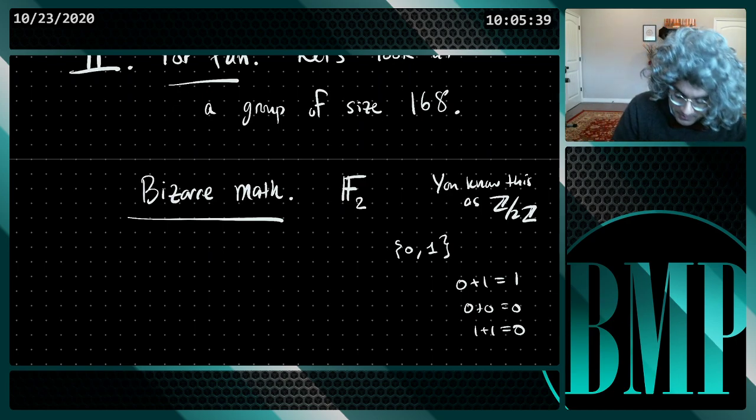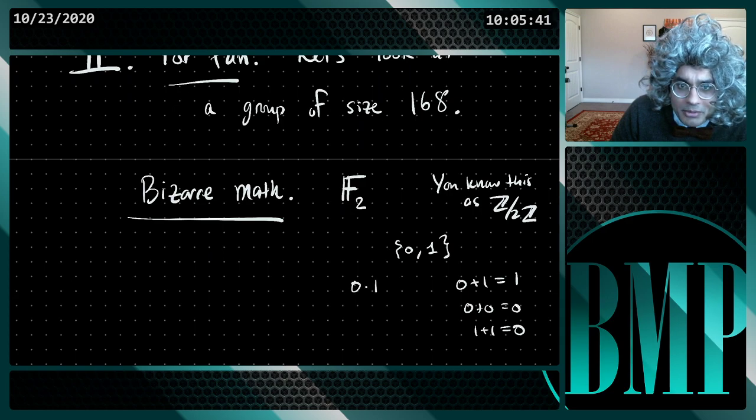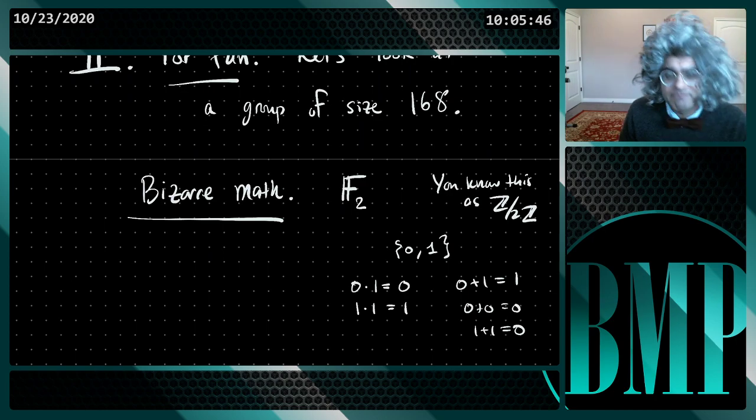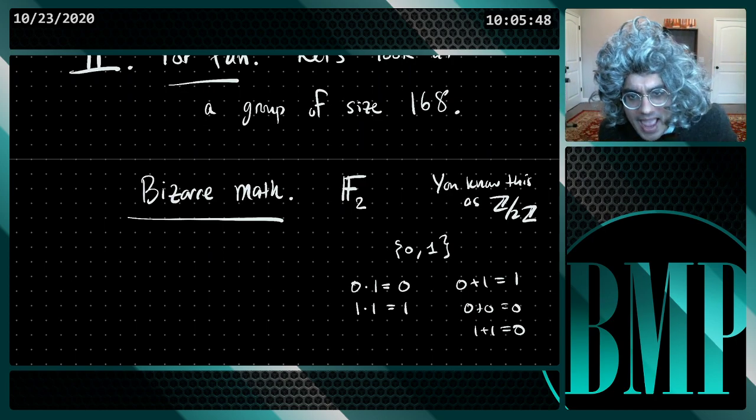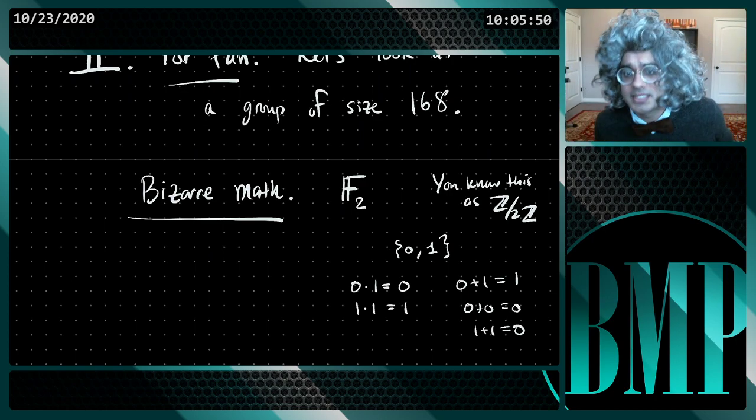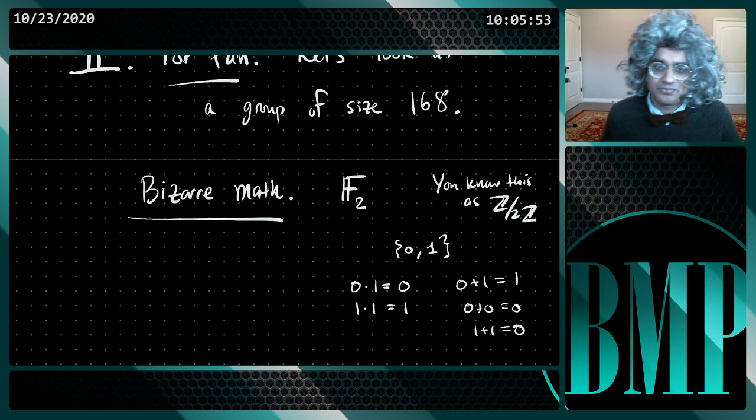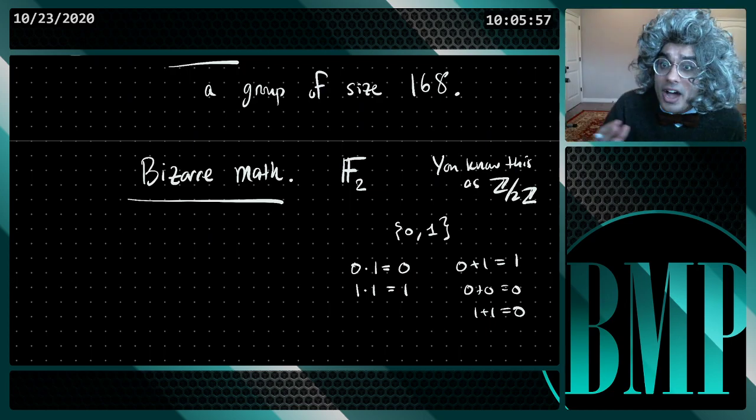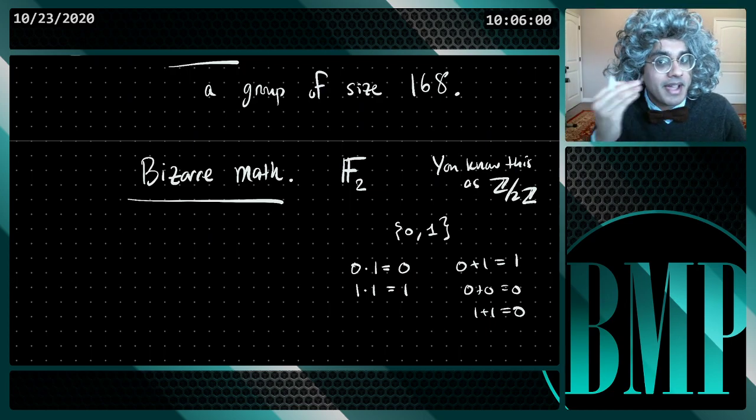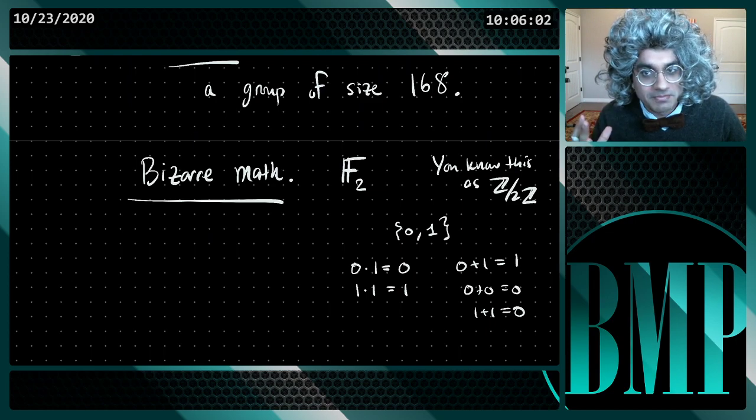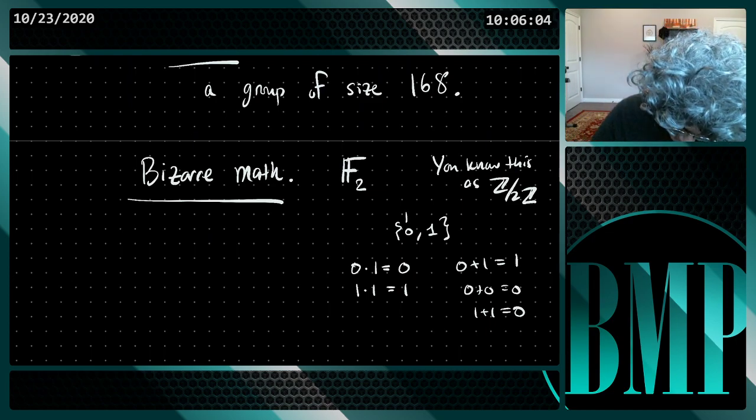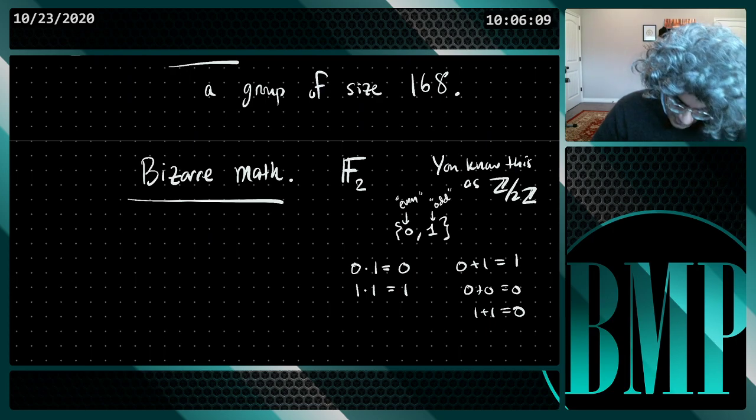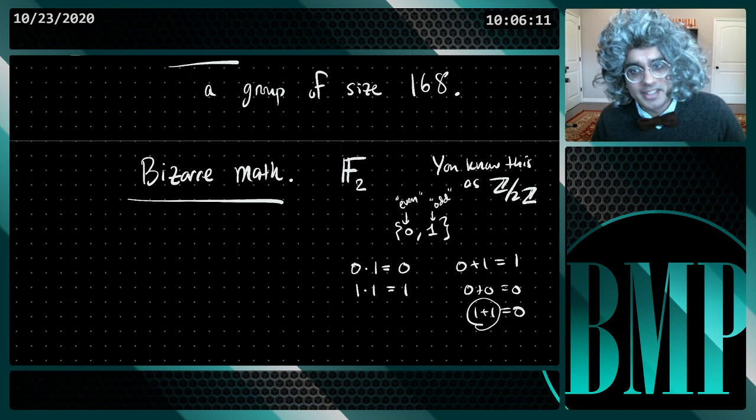How do you multiply? I'm just going to tell you how to multiply. 0 times 1 is 0. 1 times 1 is 1. And that's it. That's how you add and that's how you multiply in this bizarre number system. There's only zeros and ones to talk about. It's the mathematics of even and odd numbers. That's all we're doing. 0 means even, and 1 means odd. And you get that an odd plus an odd is an even number.